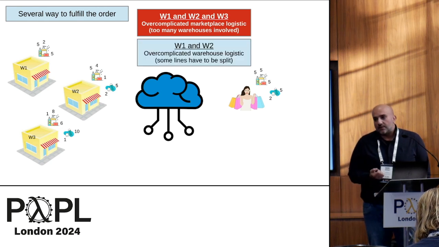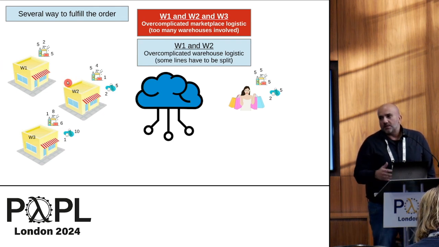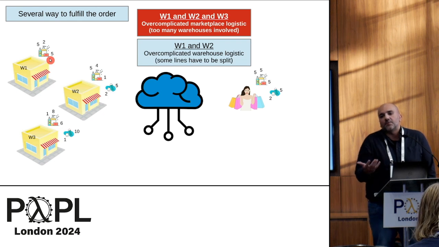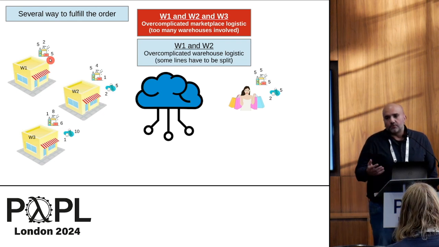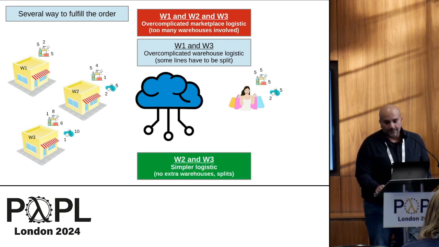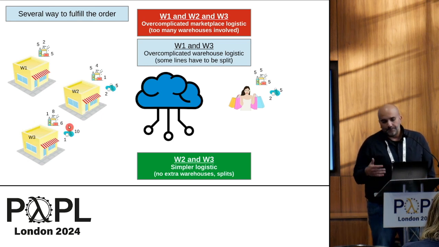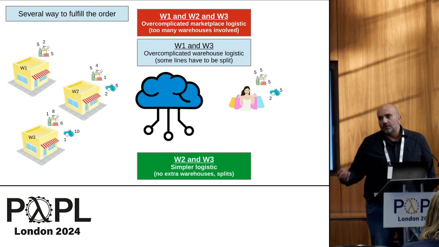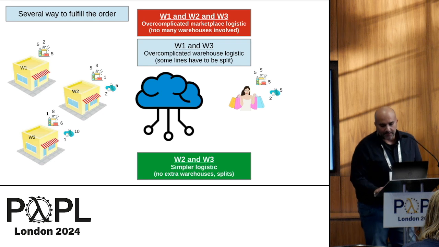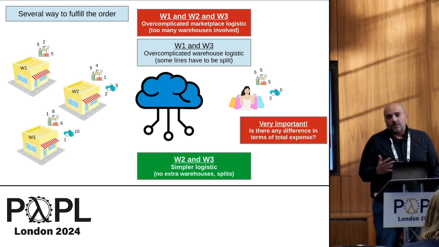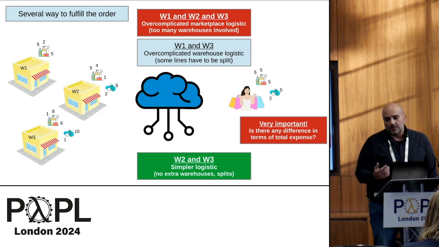So one can try to restrict. Let's just consider these 2 warehouses. That's good. It's a minimum amount of warehouses to contact, but on the other hand, there is at least one line, these 5 elements, that you must necessarily split between the 2 warehouses. And this is maybe not optimal from the point of view of how many interactions you have to do with the warehouses. Then it's also possible to use these 2 warehouses, and in this case, this is also optimal from the point of view of the warehouse logistics because you don't split any line. Very important, if there is any difference for the customer in terms of how much the customer is going to spend on this order, this should be taken into account.